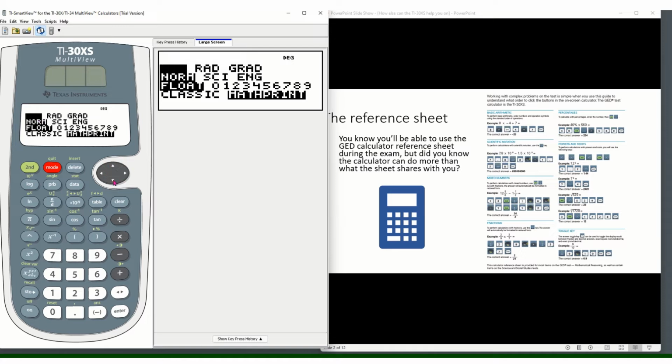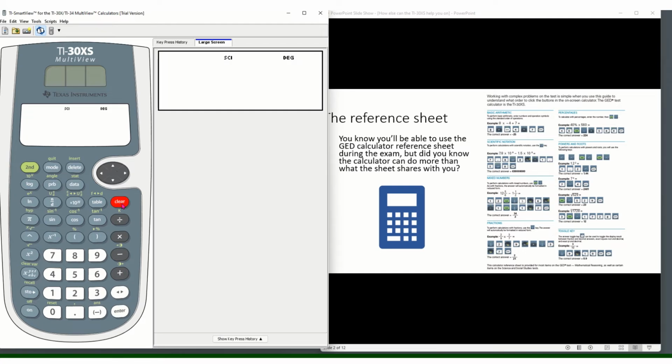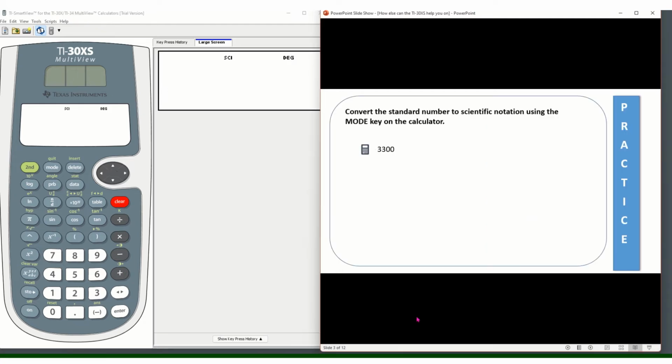Using the arrow keys, you're going to push the down arrow to get to the second row. Use the right arrow so your cursor is hovering over SCI. Once it's flashing there, hit enter so you select that setting. Once that setting has been selected, you'll notice that at the top of your screen, it reads SCI. Now that I have that setting changed, I'm going to hit the clear key to get back to the normal screen. Now all I have to do is enter a standard number, push enter, and it'll show me the number in scientific notation. So let's go ahead and look at some examples.